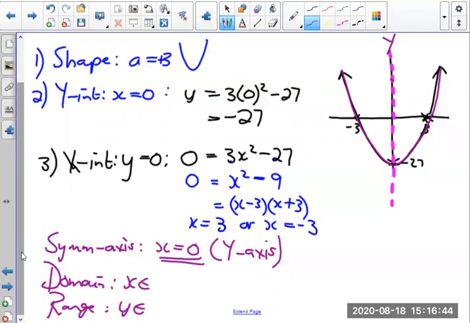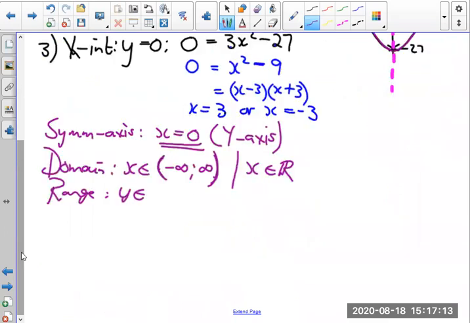So domain, can you see these arrows at the ends? The parabola is going out forever. So again, we say from minus infinity to positive infinity. Or if you don't want to write it like that, you can write x is an element of all the real numbers. Remember, if you use the infinity, minus infinity to positive infinity, you must remember to use round brackets. Otherwise, you're going to lose a mark.